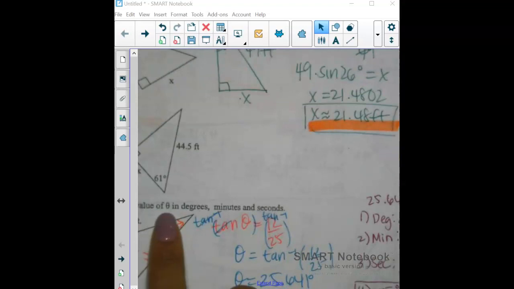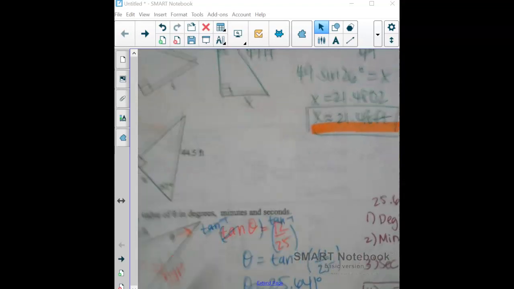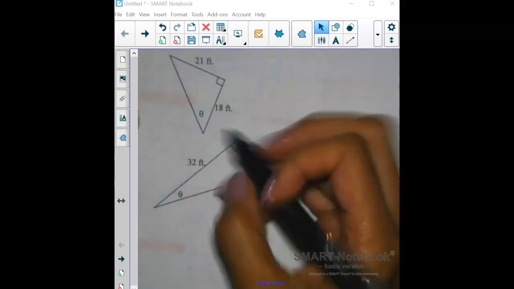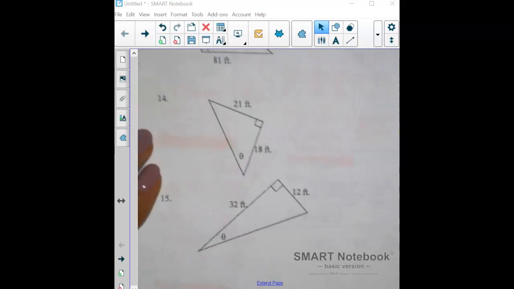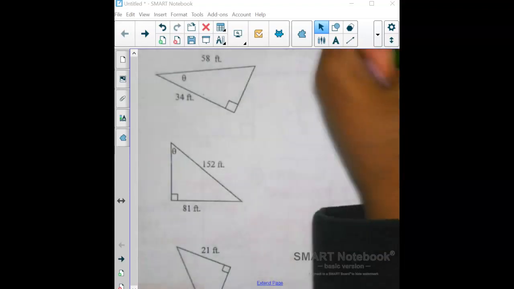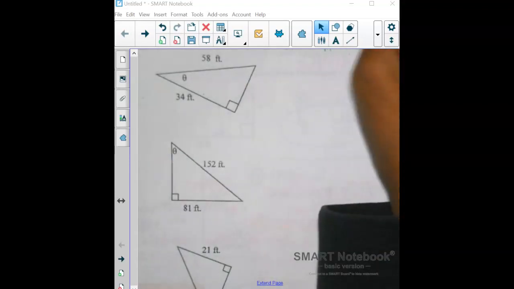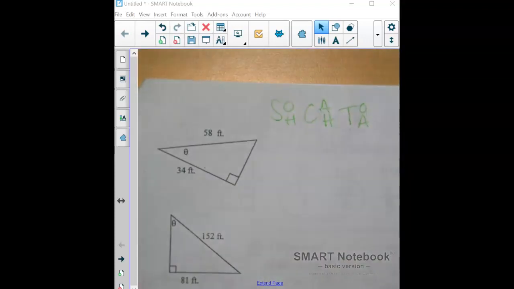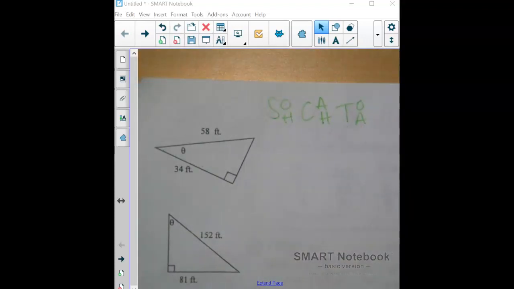With questions 14 and 15, we are solving for the value of theta in degrees, minutes, and seconds. So here's theta for question 14. What I need to do is figure out which trig function to use. At the top of my page, I always write out SOHCAHTOA just to make it easier. And I need to relate this to which side lengths I have to help me find my angle.